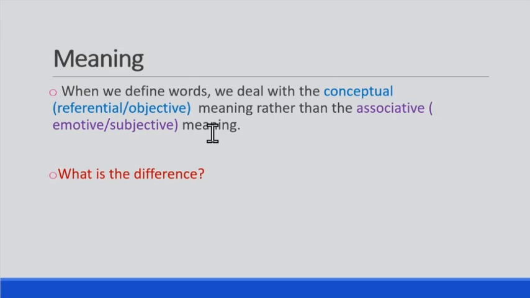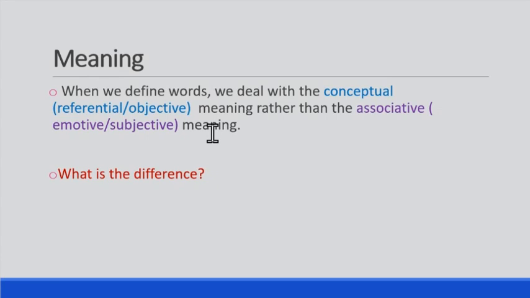And when we define words, we deal with the conceptual meaning, the meaning of the words, the concept, the idea, or the meaning of the words. For example, referential or objective meaning, rather than the associative, emotive, or subjective meaning. Okay, what does referential mean? For example, dog, a dog.